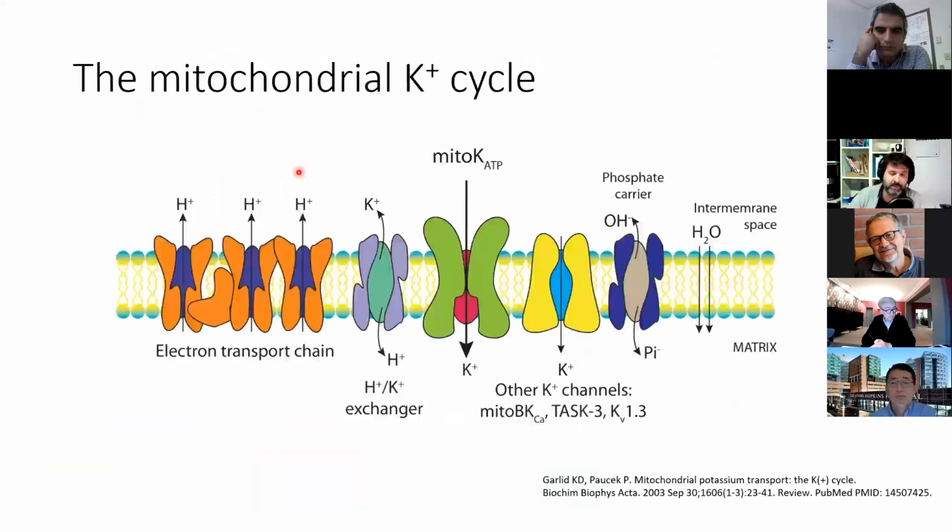And the case for potassium is that there are a lot of potassium channels that have been described to be present in the inner mitochondrial membrane. There are at least 7 different mitochondrial potassium channels that have been measured, for example, by patch clamp. But my talk will be especially focused on the MITOK ATP.